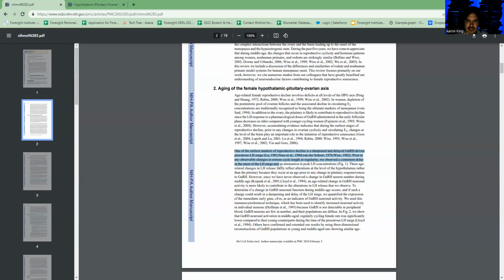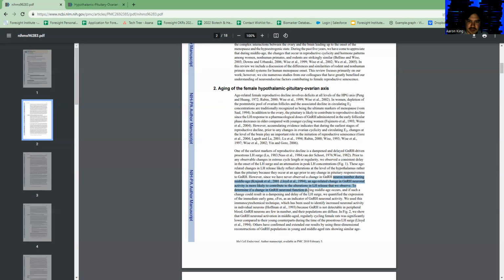Observed consistent delay in the onset of the LH surge and a reduction in peak LH concentrations. Age-related changes in LH release likely reflect alterations at the level of the hypothalamus rather than the pituitary, because they occurred in middle age prior to any change in pituitary responsiveness. As we've never observed a change in GnRH neuron number during middle age, an age-related change in GnRH neural activity is more likely to contribute.